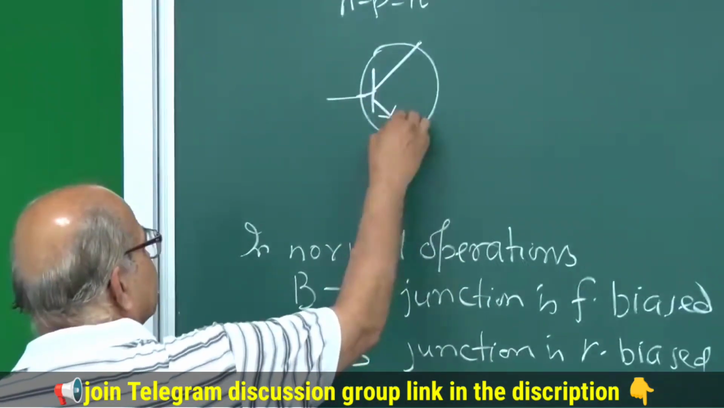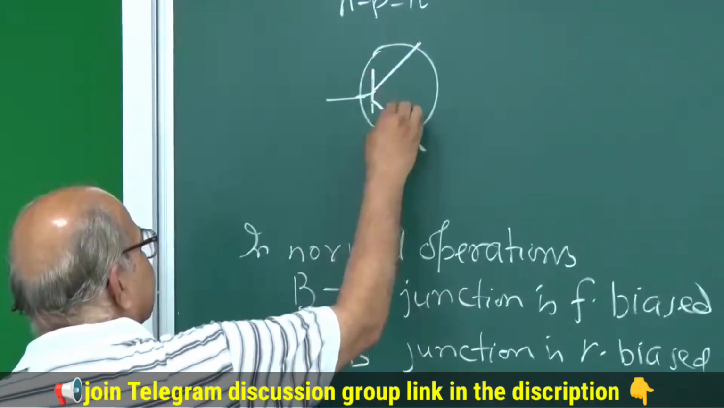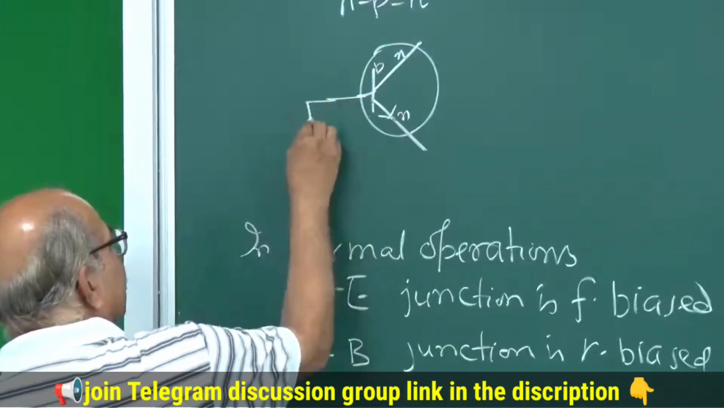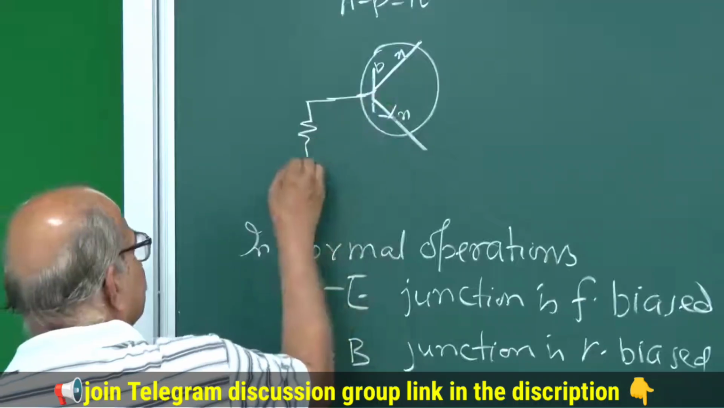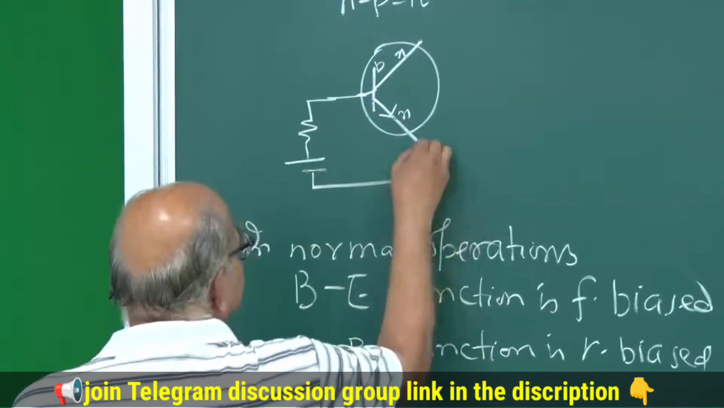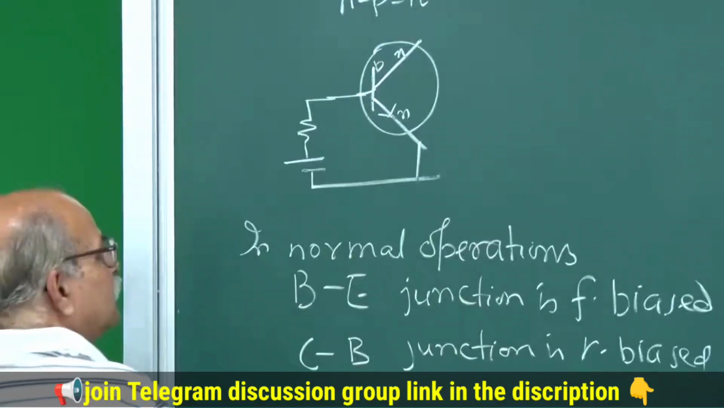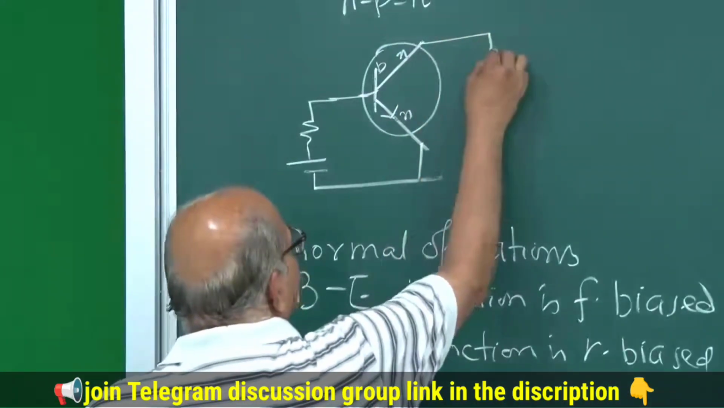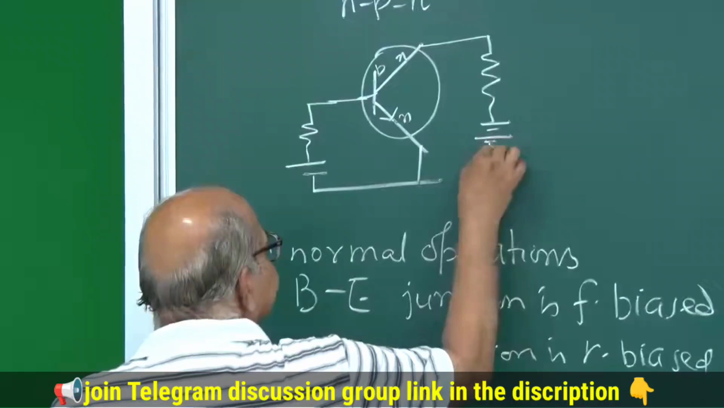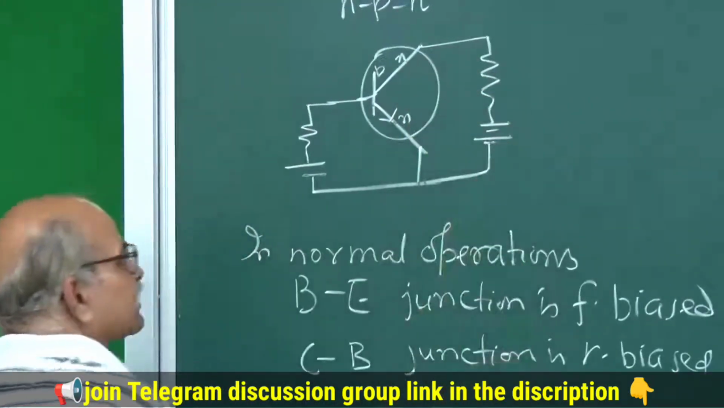This is your emitter, this is your base, this is P, this is N, right? This is N, this is P, and this is N. So, your biasing has to be this way. This P should go to positive, and this emitter is common, and from collector side also you have resistance, and then you have biasing. So, this is now reverse bias.